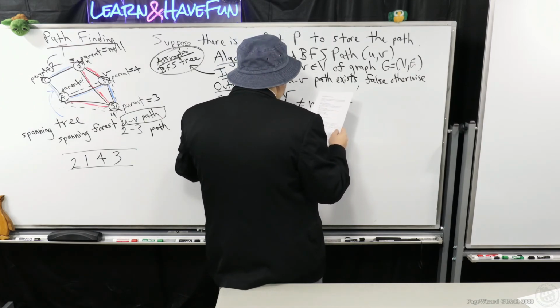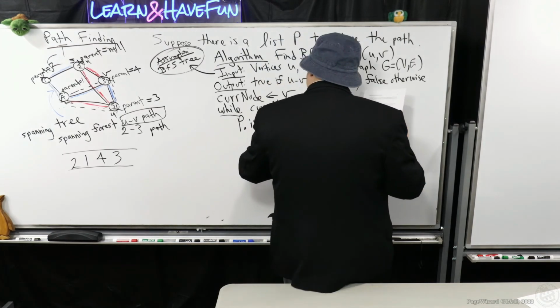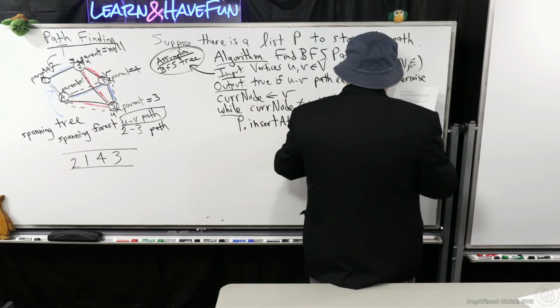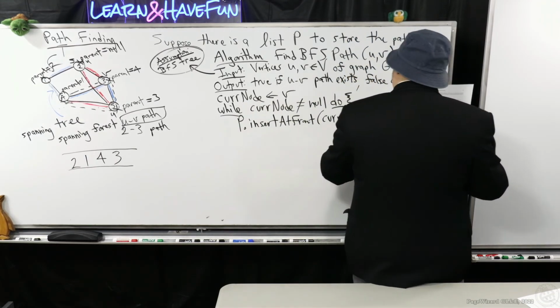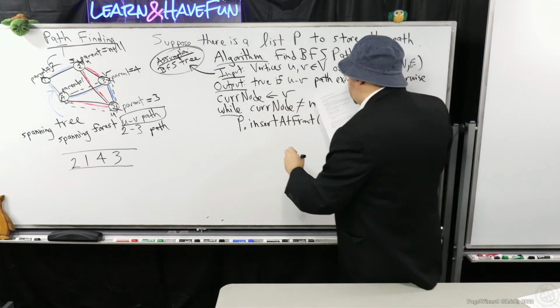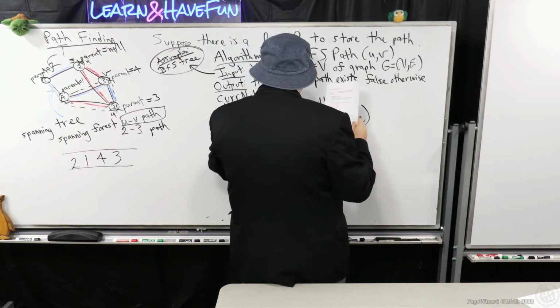So while this is the case, what we're going to do is insert at the front of our list. We're going to insert our current vertex. So this will place it at the front of the list, akin to our example. And then all we're going to do is update curNode to be the parent of curNode.